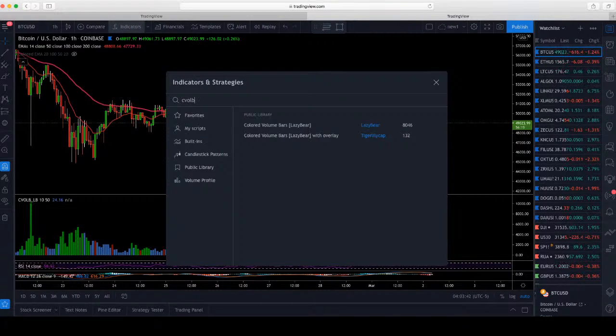Colored volume bars. Amazing. It's like the day I realized spare rib. Because there are portions and then there are spares.